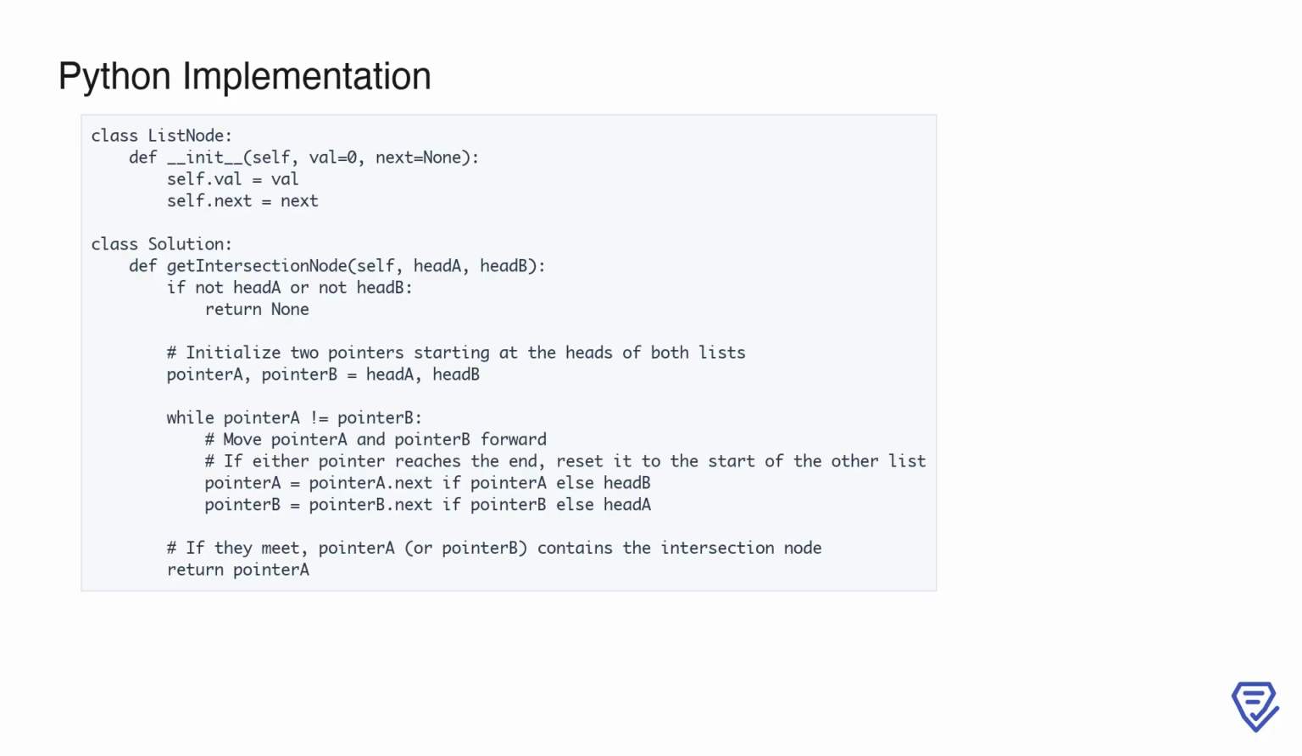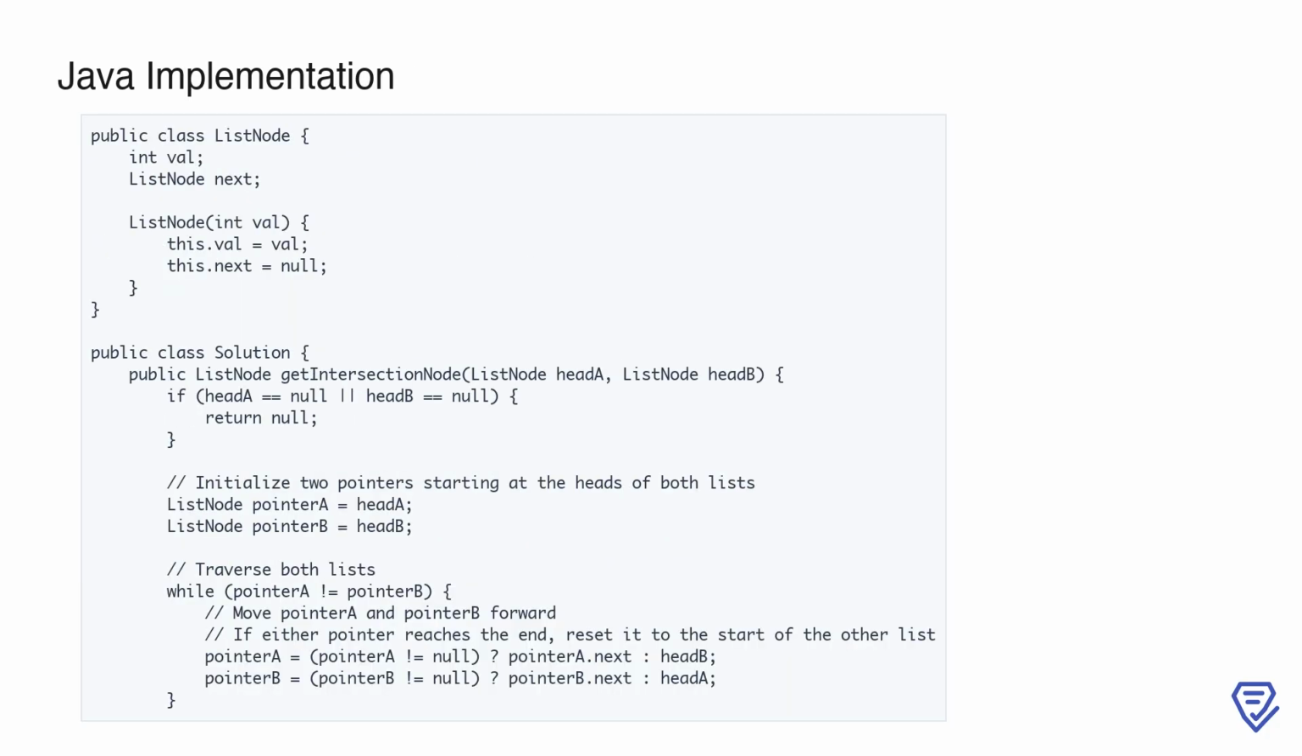This solution is efficient and elegant, avoiding the need for additional memory or modifications to the input lists while ensuring correctness for all edge cases. Here, we start by defining the structure of a linked list node using the ListNode class. Each node contains an integer value and a reference to the next node. In the Solution class, we implement the getIntersectionNode method to find the intersection of two linked lists.